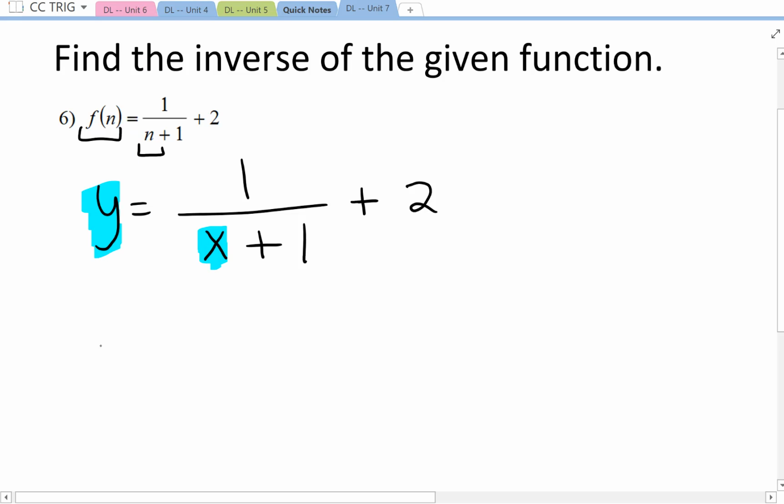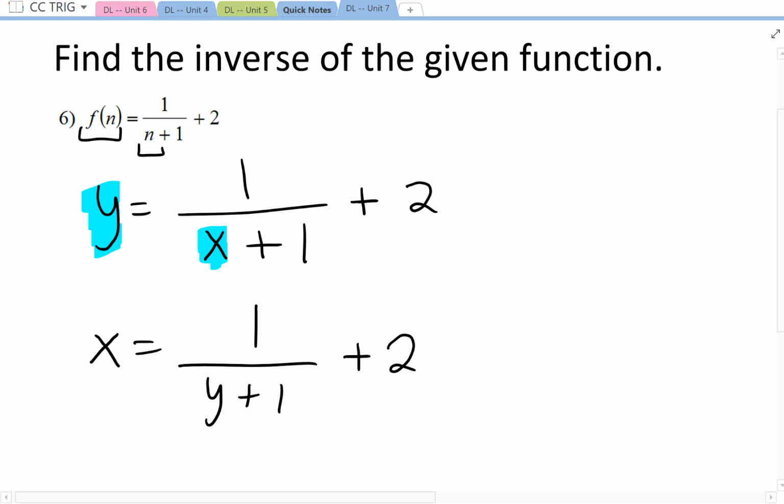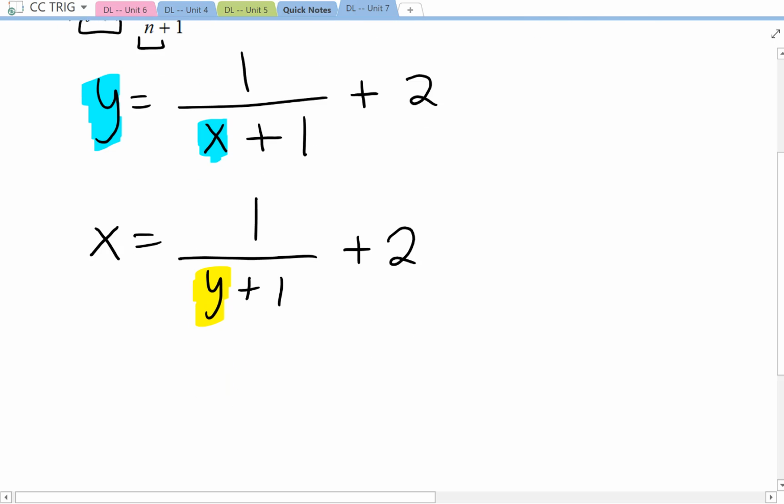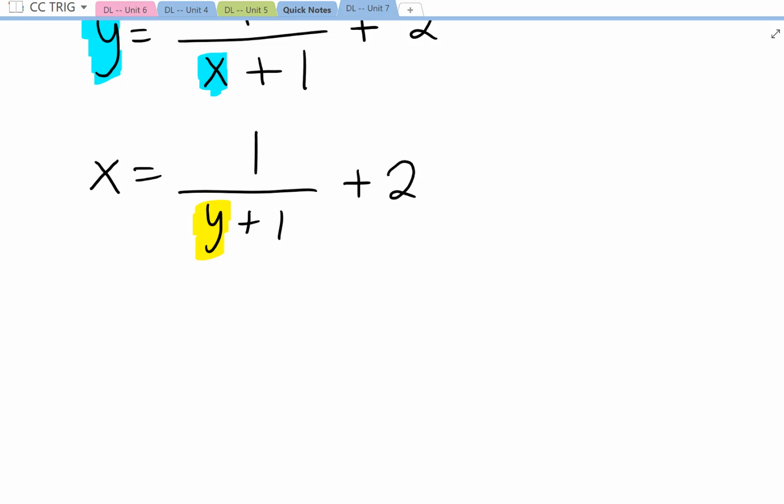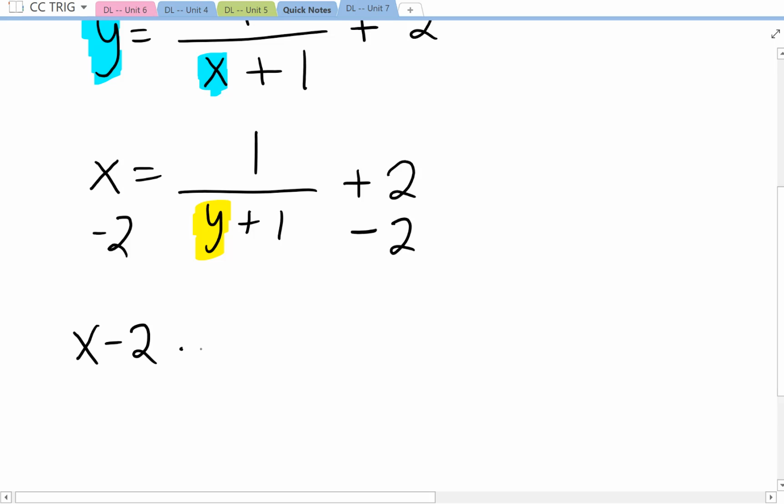So x would go here, y would go here, and then now we need to solve for y. We need to get y by itself. So the first thing I'm going to do is start furthest away from the y and start using inverse operations. So minus 2 on both sides. X minus 2 is equal to 1 over y plus 1.